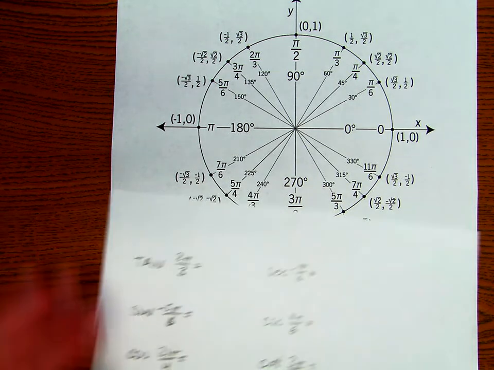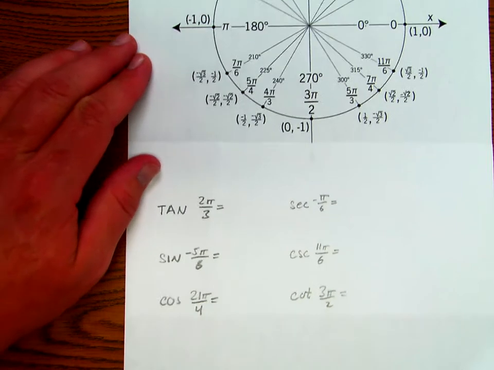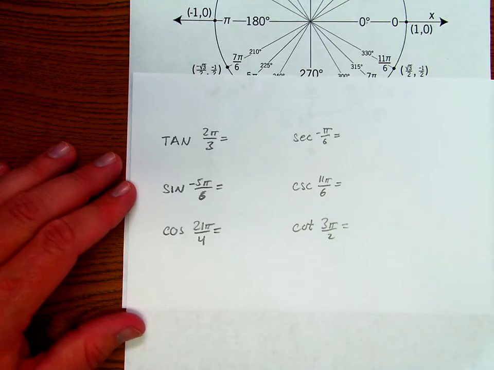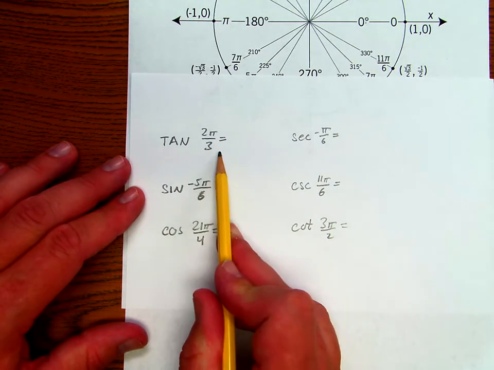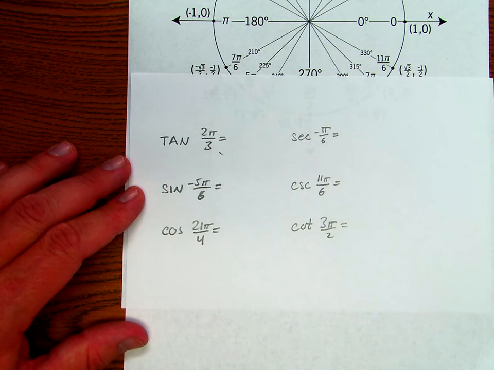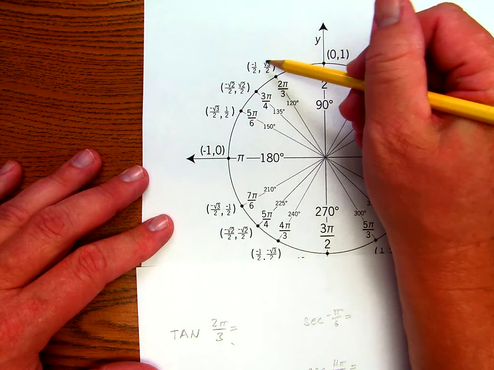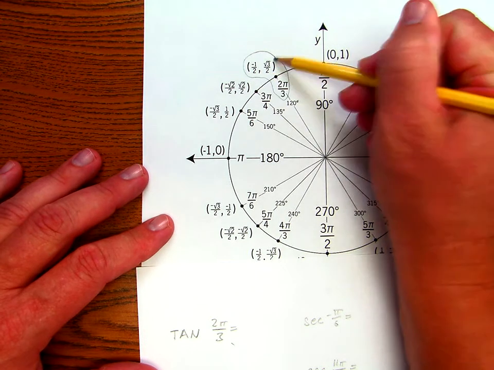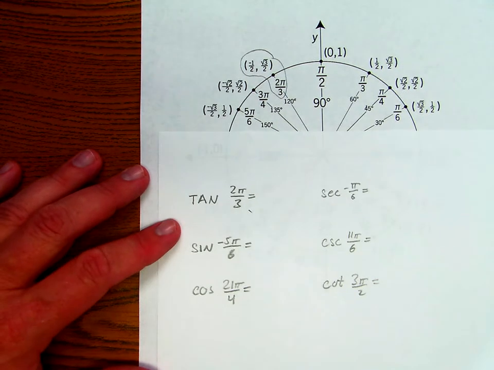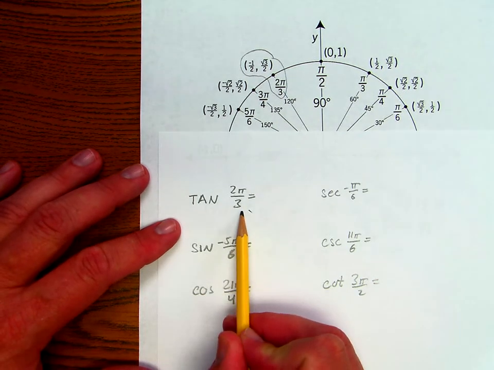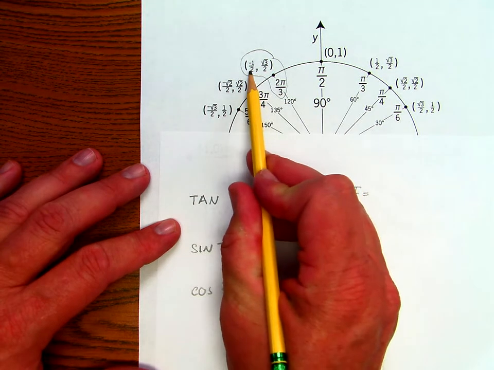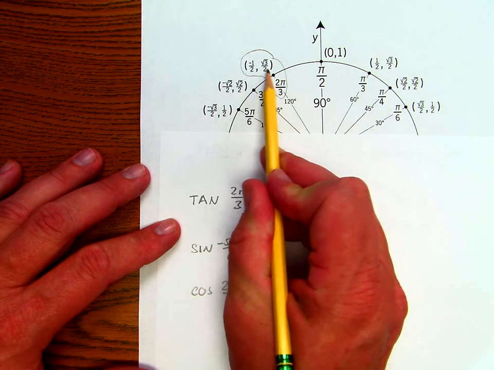So these are some typical types of things that you're going to be asked to evaluate. The first one, the tangent of 2 pi over 3. So what you're going to do is find 2 pi over 3 on the unit circle. There it is right there. Tangent is sine divided by cosine. That's the cosine, that's the sine. So sine divided by cosine.